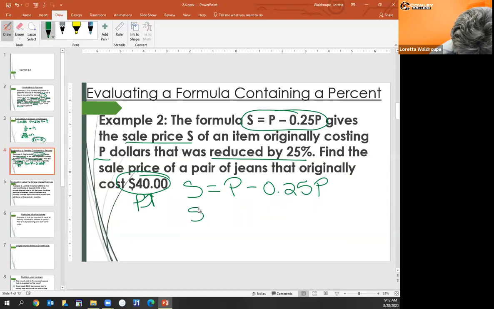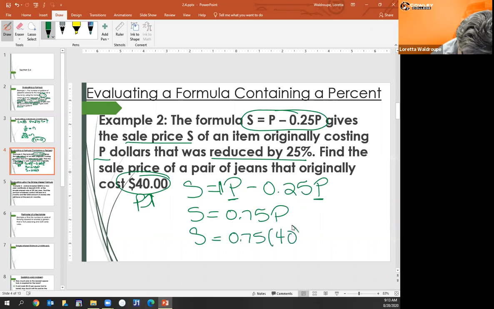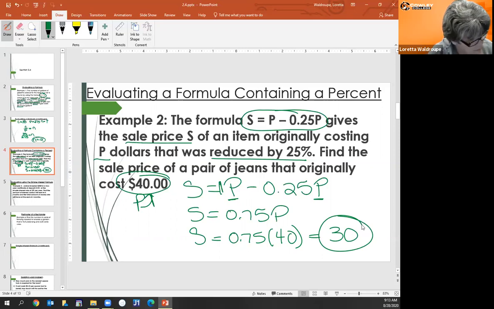Now, in looking at this, I noticed both of these have a P. So I'm going to go ahead and subtract them before I plug in my 40. You can plug in your 40 and multiply and then do your subtraction as well. So 1 minus 0.25 is 0.75P. And we know that P is 40. And 0.75 times 40 tells us that we could buy that item for $30. Okay?